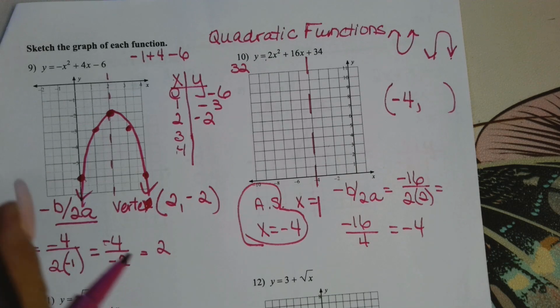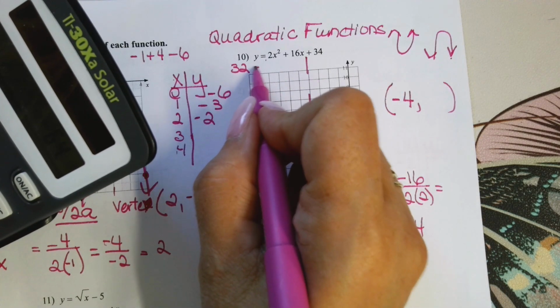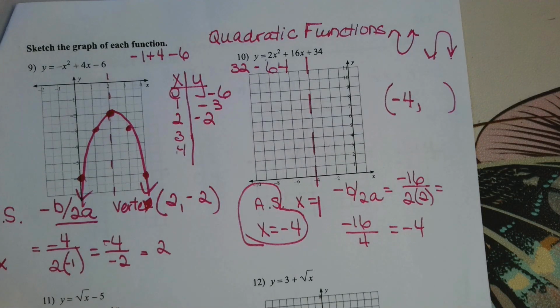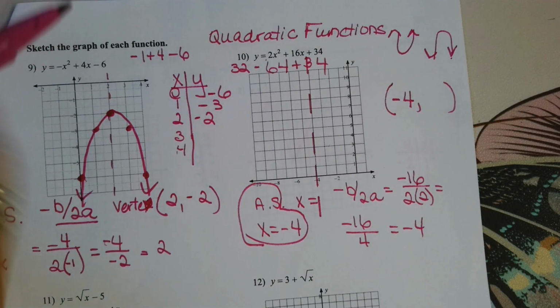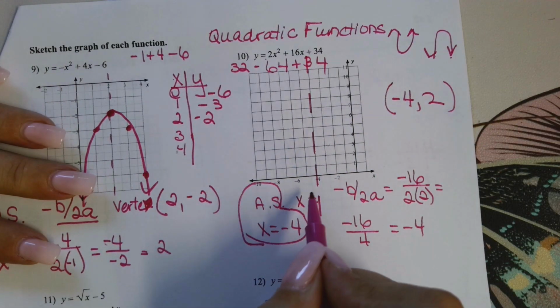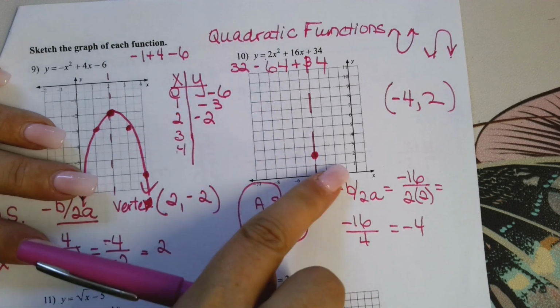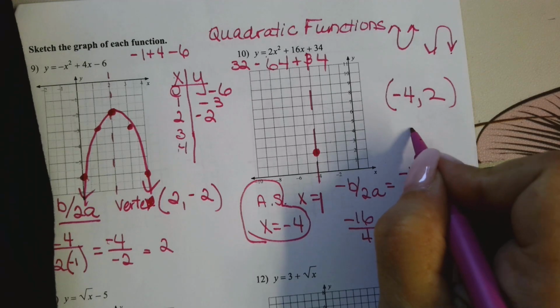And then 16 times -4, that's going to be -64. And then plus 34. So we have 32 minus 64 plus 34, and that gives me 2. So at -4, 2, that is my vertex. This is positive, so we know it is opening up. That means this is a minimum.